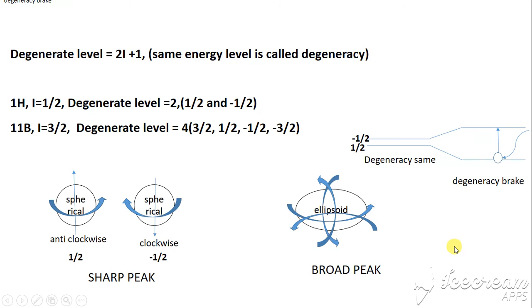broad spectra is not very useful for NMR spectroscopy because it does not give exact information. Sharp spectra give exact information, but broad spectra do not. So quadrupole nuclei are not very useful for NMR spectroscopy, and non-quadrupole nuclei are useful for NMR spectroscopy.